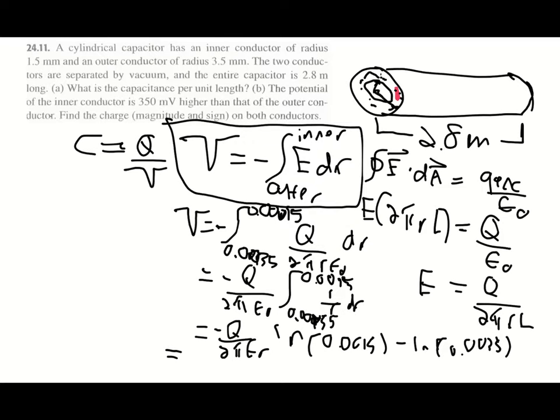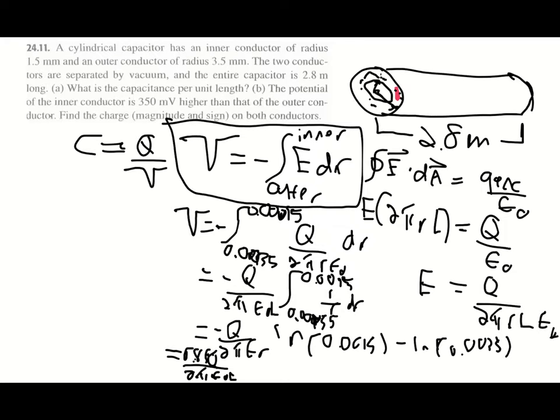You get 0.85 Q over 2 pi epsilon naught L. Yeah, there's an L over here, and we didn't carry it over. And there's epsilon naught there too. We didn't put in either.